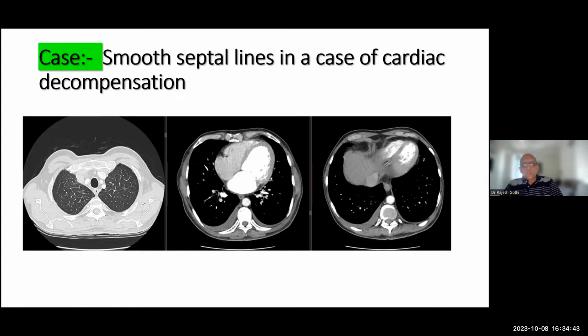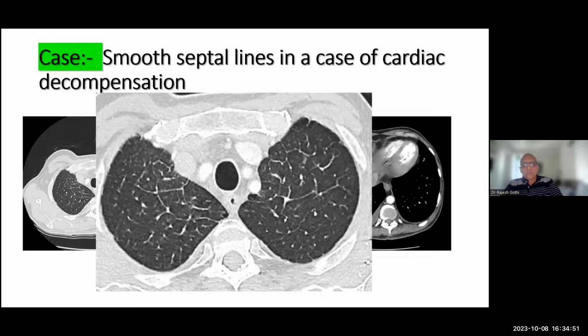Now, when you look at a chest CT scan of a patient of coronary artery disease or congestive heart failure, there are certain things you will see. One of them is smooth septal thickening. The interlobar septa are smooth, and they are due to septal edema or retained lymphatic fluid because it's not draining out.